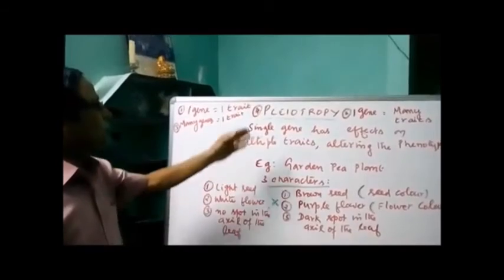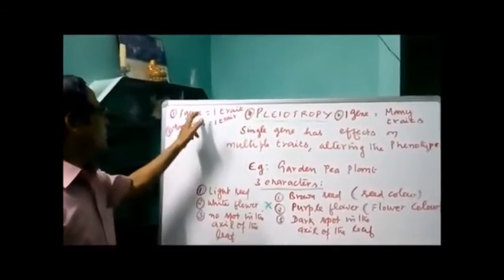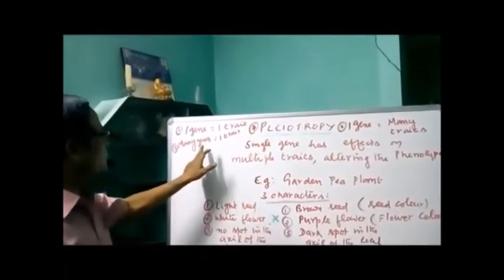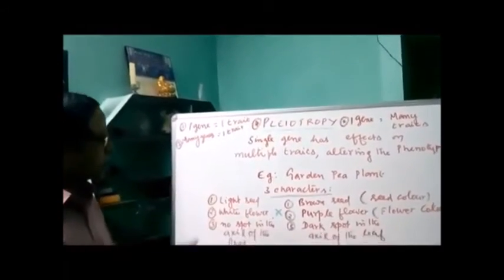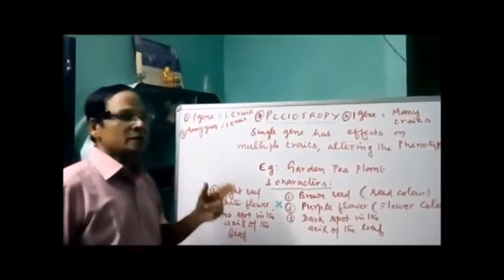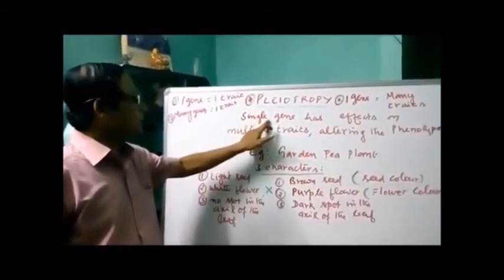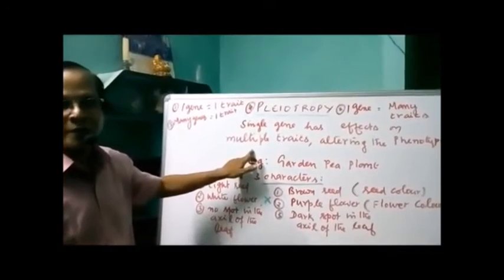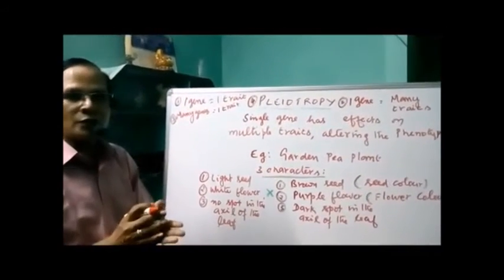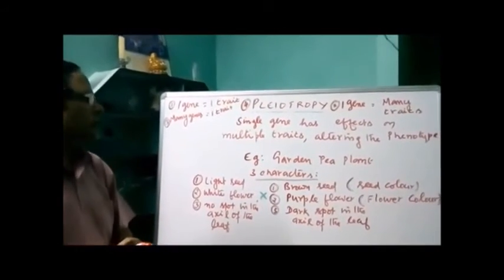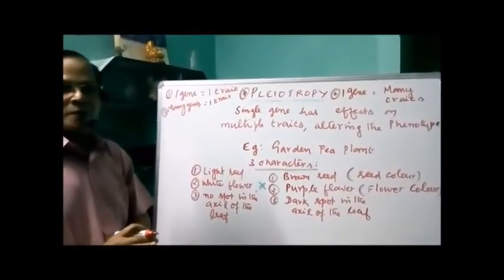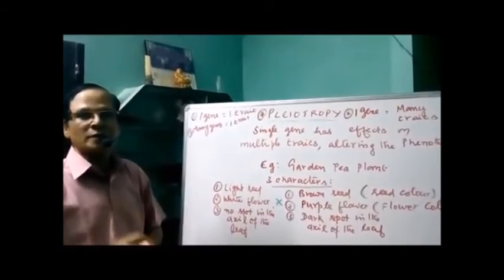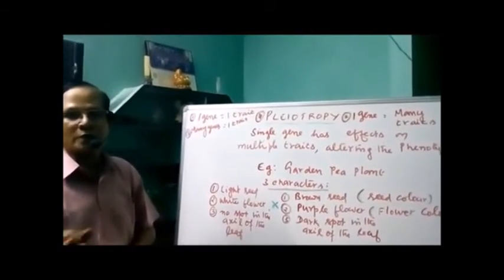Now, let us go for pleiotropy. The first one we already studied. The second one we are studying now. The third one we'll talk about later in the same lesson. In the case of pleiotropy, a single gene has effects on multiple traits or characters, altering the phenotype of an organism. That is called pleiotropy. The genes which influence many characters of an organism are called pleiotropic genes.